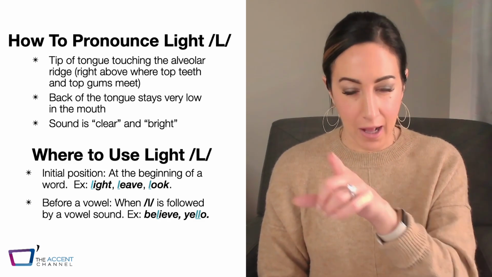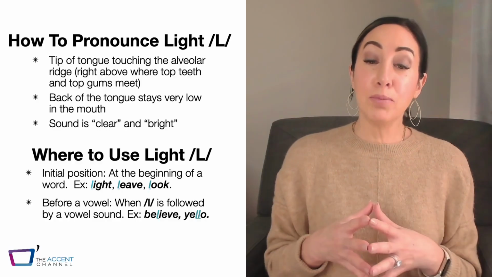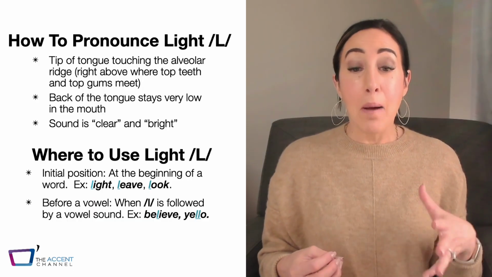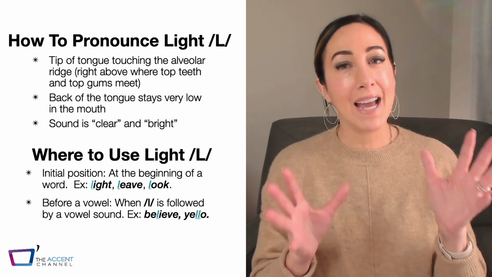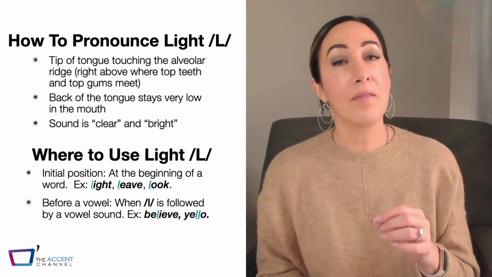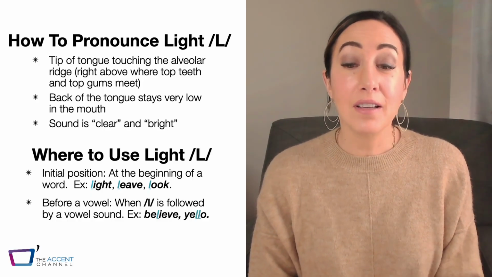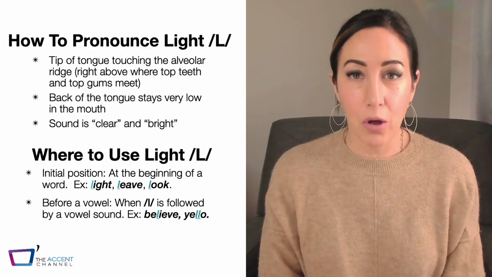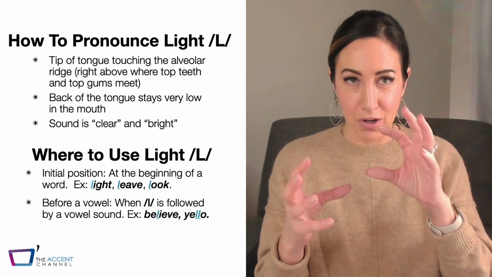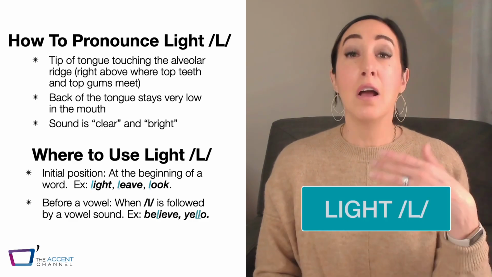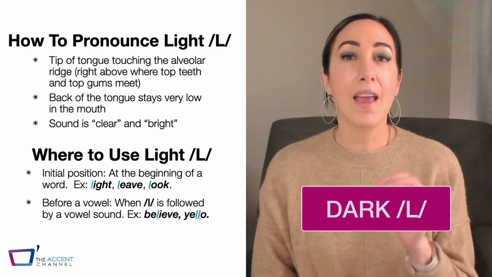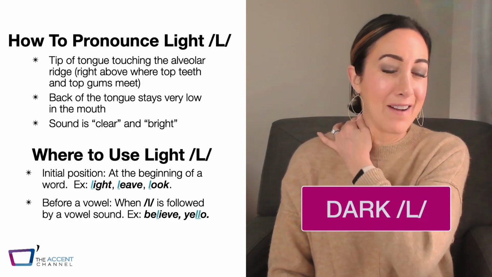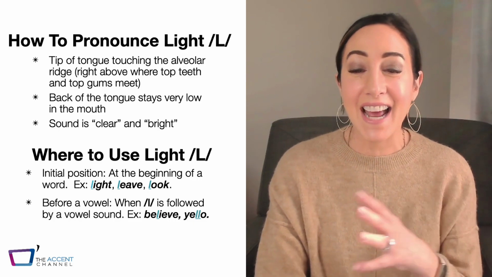All right, we'll talk about dark L in a moment, but just so you can hear the difference. The other place we use the light L is before a vowel. So when the L is followed by a vowel sound, we use that lighter, clearer, brighter L. Examples: believe, yellow. Now listen to those with a dark L. Believe, yellow. Okay? Closer comparison, I'll say them right beside each other. Believe, believe. Yellow, yellow. It even affected the sound I did afterwards. So you can hear a difference between light L and dark L.